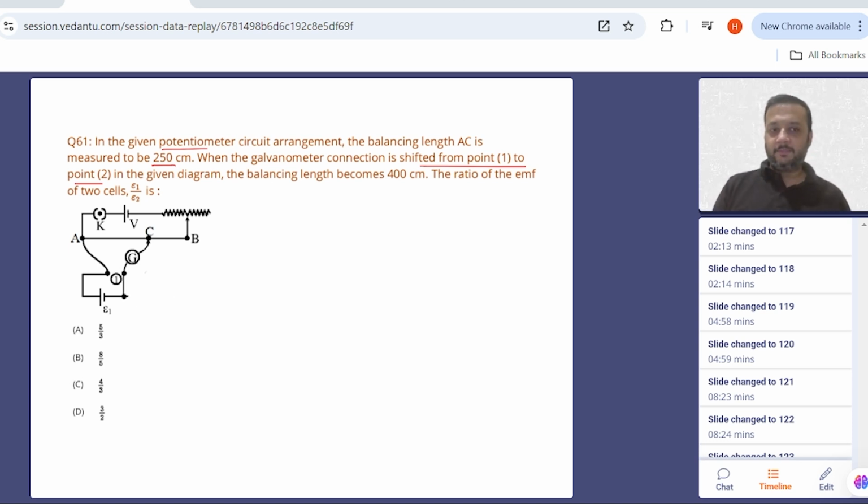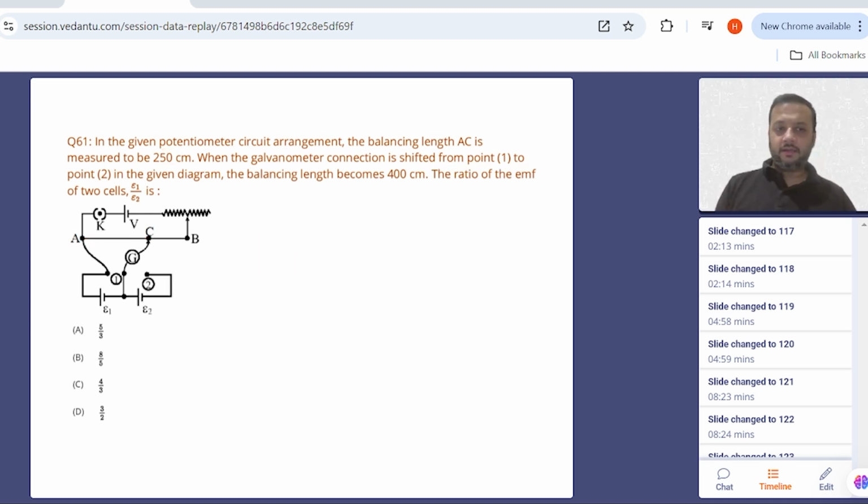Now you can very well see that the balancing length right now is AC, which is 250 centimeters. So using the concept of potentiometer, we can write that this E1, which is the cell in the secondary circuit, will be equal to balancing length L1 into the potential gradient. So I hope you know what lambda means. Lambda is the potential gradient. That means potential drop per unit length across the potentiometer wire, where L1 is 250 centimeters. So you can put this as 250 in centimeters, and this will be E1.